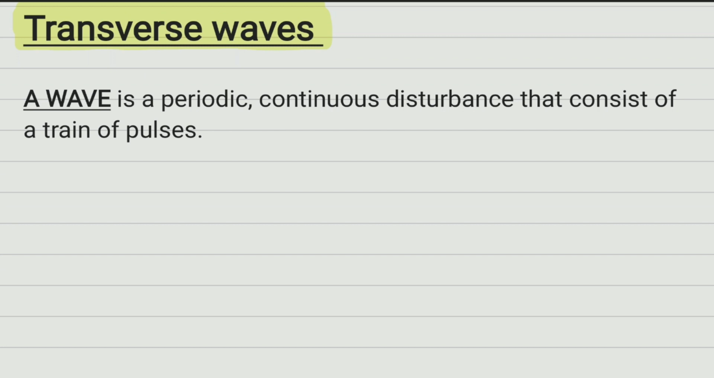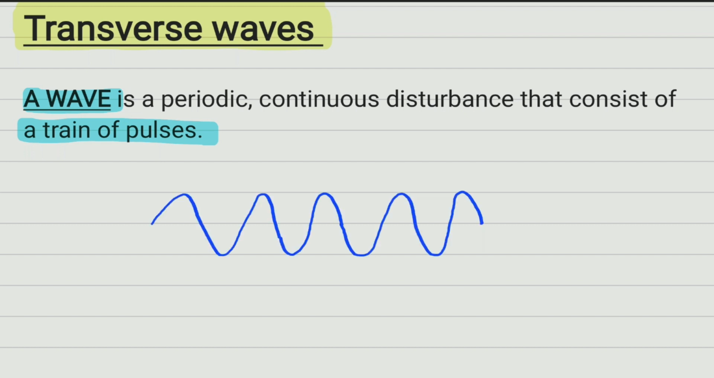Now, what is a wave? A wave is a periodic continuous disturbance that consists of a train of pulses. So it's going to be many pulses without stopping. In other words, a wave is a train of pulses, okay? So, for example, this one here can represent a wave, okay?